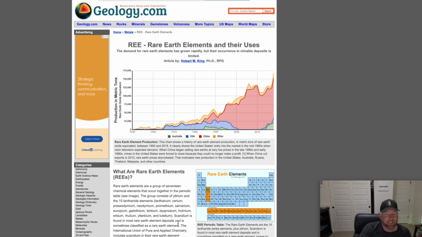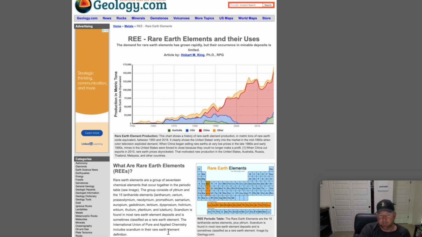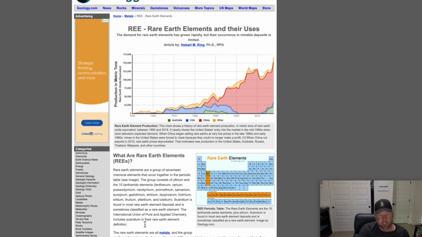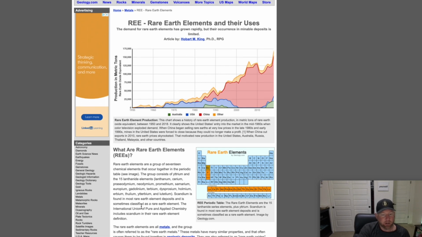Okay, so scandium is found in most rare earth element deposits and is sometimes classified as a rare earth element. The International Union of Pure and Applied Chemistry includes scandium in their rare earth element definition. So the rare earth elements are all metals, and the group is often referred to as rare earth elements.